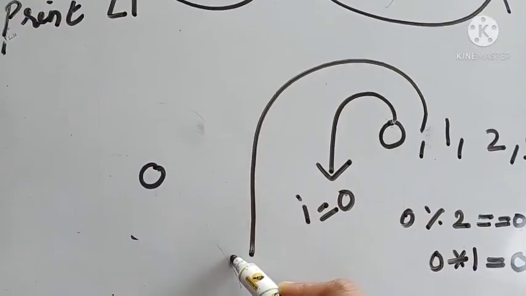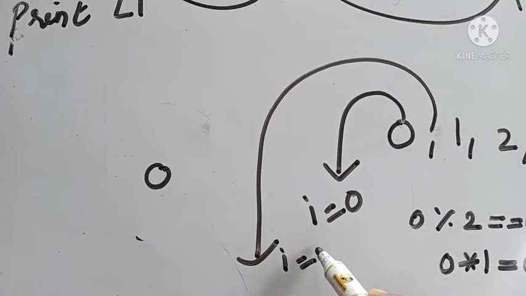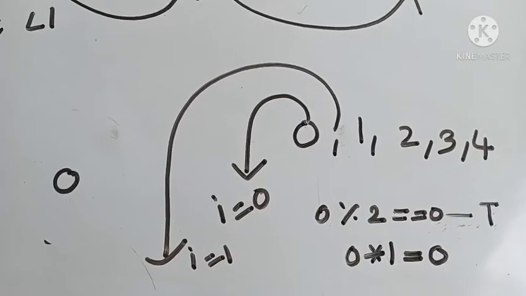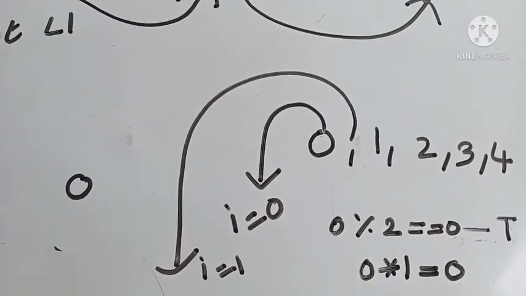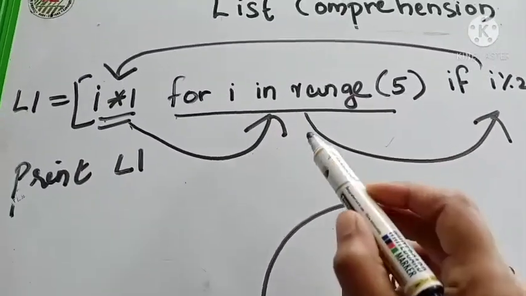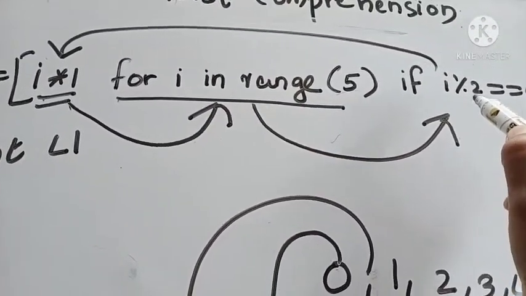What is the next value of I? It is I equal to 1. Whether the condition will become true or false, you know that only for the even numbers, when you divide that number by 2, you'll be getting only true, otherwise false, right? So this condition is not true, so it won't be moving to the right side for the if condition.